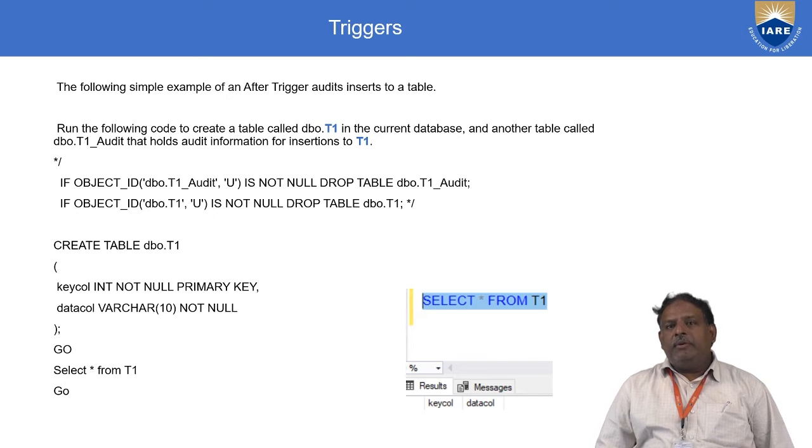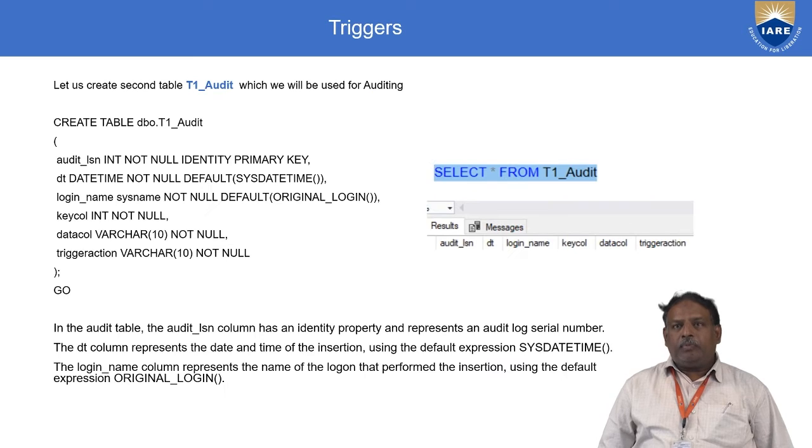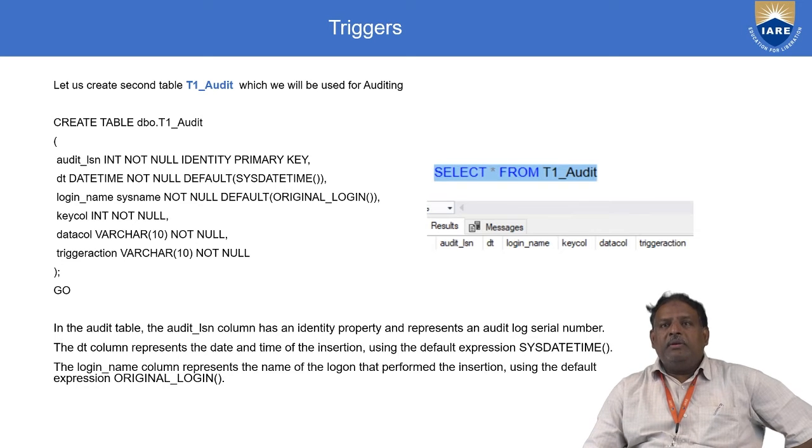Now I'm creating a table called T1 that has two columns, a key column and a data column. So I have created this table. If I say select star from T1, I'll see there are no records available in this table. Now let us create a second table, T1_audit, which we use for auditing purposes.